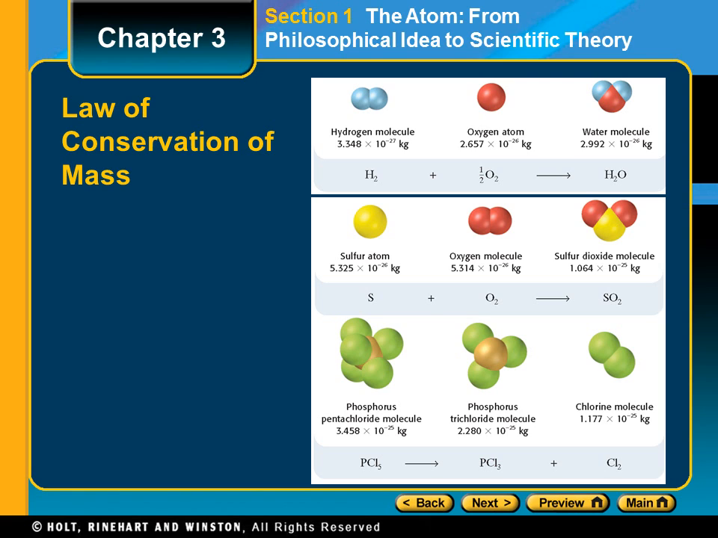3.348 times 10 to the negative 27 kilograms of hydrogen, that's how many kilograms of 2 hydrogen atoms there are, plus 2.657 times 10 to the negative 26 kilograms of oxygen gives you 2.992 times 10 to the negative 26 kilograms of water.